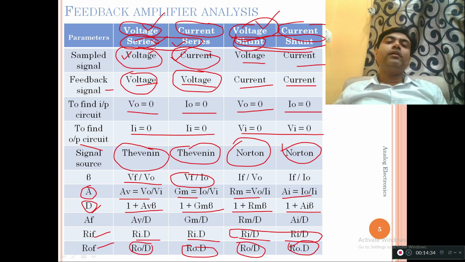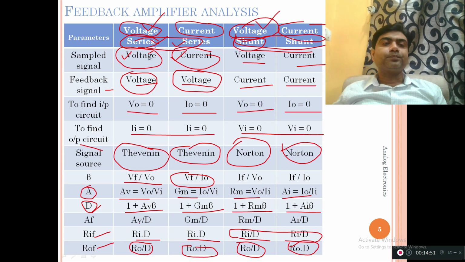So likewise, you can determine whether Ri is going to be increased or decreased and whether RO is going to be increased or decreased. So let us go and see how we can apply the different steps that we have learned in the previous slides to actually analyze the circuit in hand.